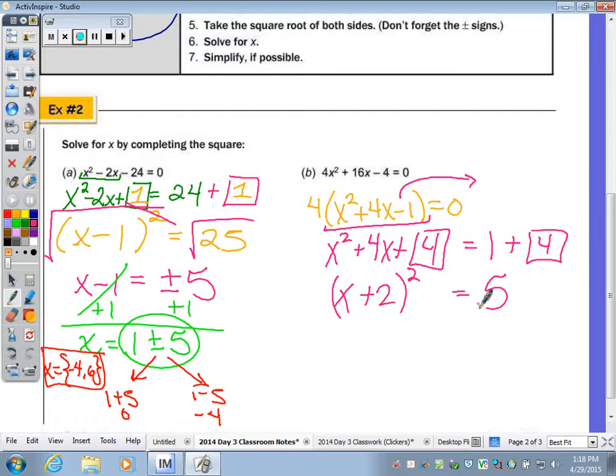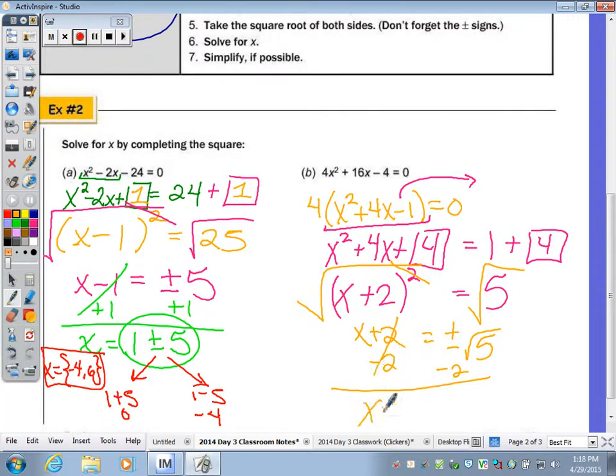So now to solve the equation (x + 2)² = 5, I take the square root to get rid of the square. So I've got x + 2 equals the square root of the right side, which is plus or minus radical 5. Finish by subtracting 2, and we get x equal to, again writing the negative 2 first so it's in the same format as the quadratic formula, negative 2 plus or minus radical 5.